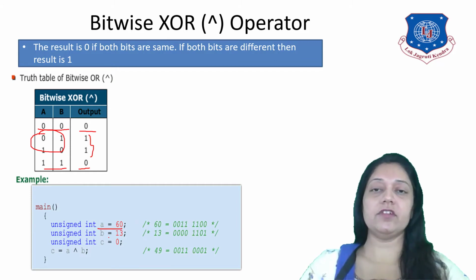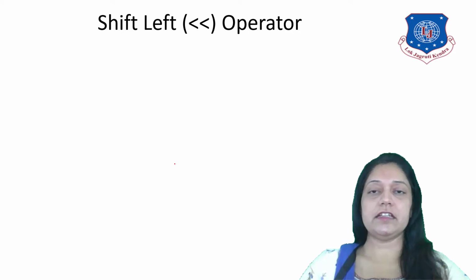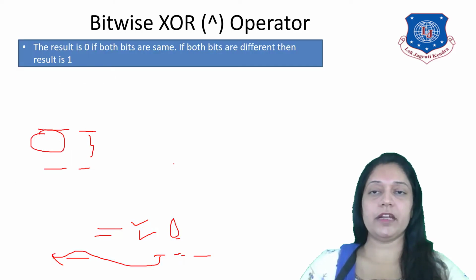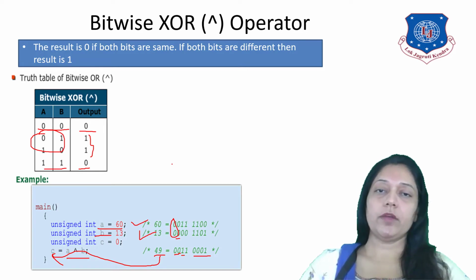That is, I have a equal to 60 and b equal to 13. This is the binary value, and apply XOR operations between a and b. Both the bits are 0, so the output is 0. Similarly for the second bit. In the third case, it is 1 0, so the bits are different, so the output is 1, and so on for the rest. So this is the answer 49, which is stored in the variable C, XOR operation. So we have seen three bitwise operators, that is Bitwise AND, Bitwise OR, and Bitwise XOR.